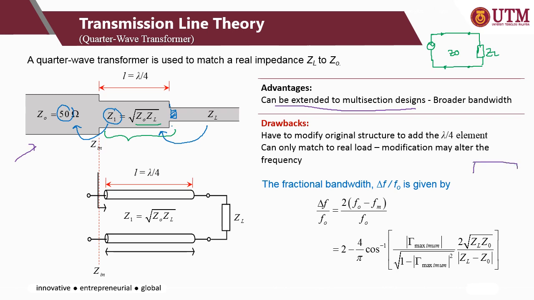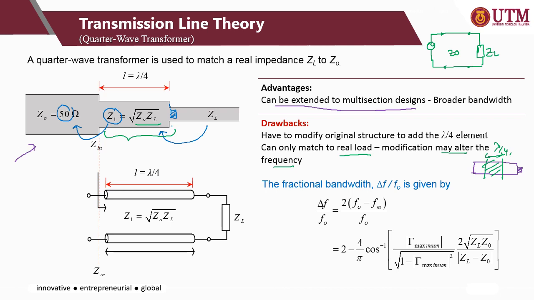However, the drawback of the quarter wave transformer technique is that you need to cut. For example, you have a transmission line and a load, and if you want to include the lambda over 4 element, you need to cut the original structure and then add in the lambda over 4 element in between. Therefore, the modification may affect the frequency of operation, and the other drawback is the system can only match to a real load. So it will be difficult for a complex load.